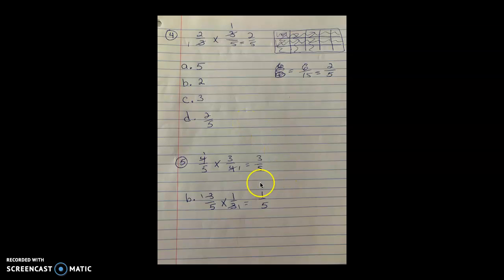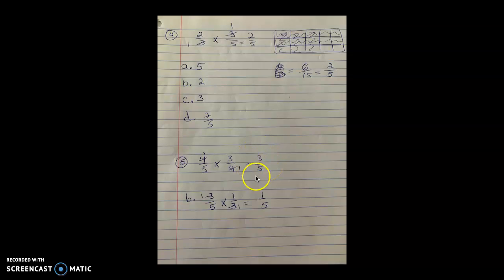For number 5, I had, for part A, 4/5 times 3/4. I cross canceled. Divide by 4, I got 1. Divide by 4, I got 1. Multiply straight across, and I get 3/5.